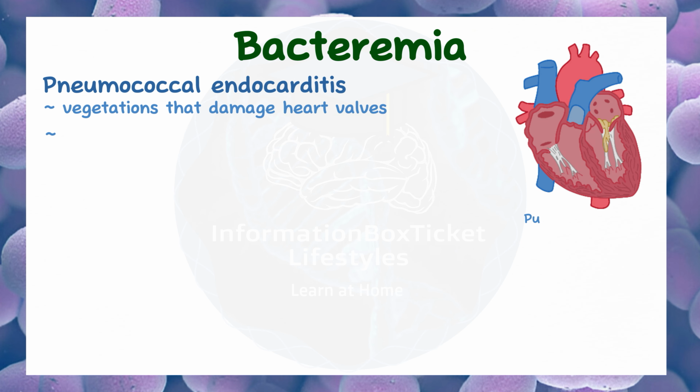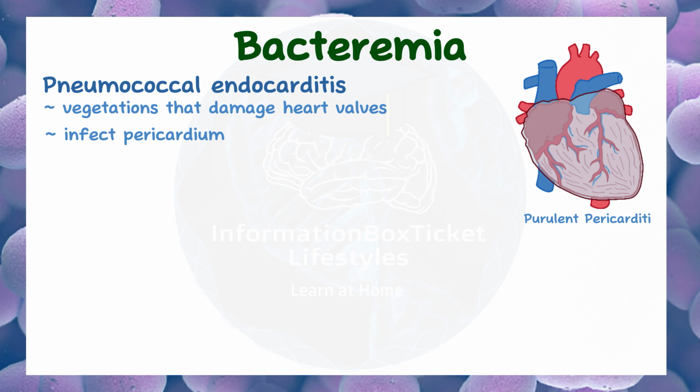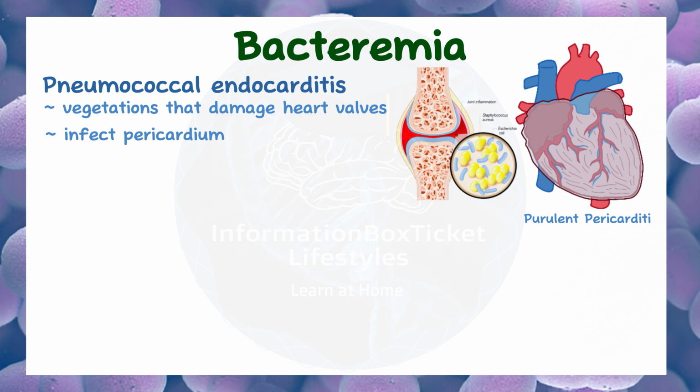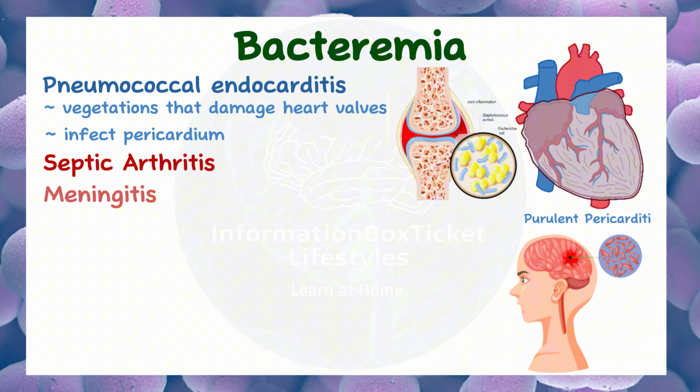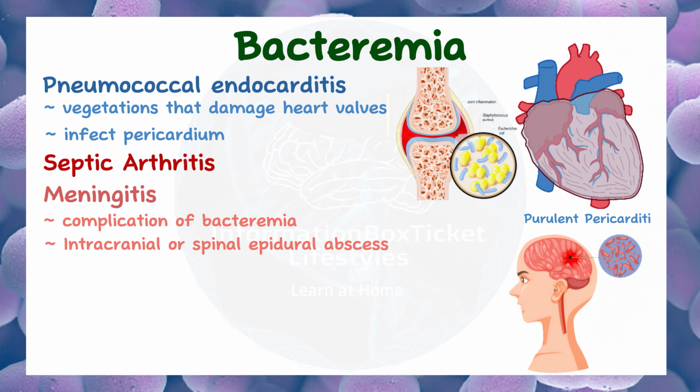It can infect the pericardium, resulting in purulent pericarditis, where pus collects in the pericardial sac. Additionally, strep pneumoniae can spread to a joint, causing septic arthritis, or cross the blood-brain barrier and cause meningitis as a complication of bacteremia, rather than as a primary disease. Once it has crossed the blood-brain barrier, it can also lead to an intracranial or spinal epidural abscess.